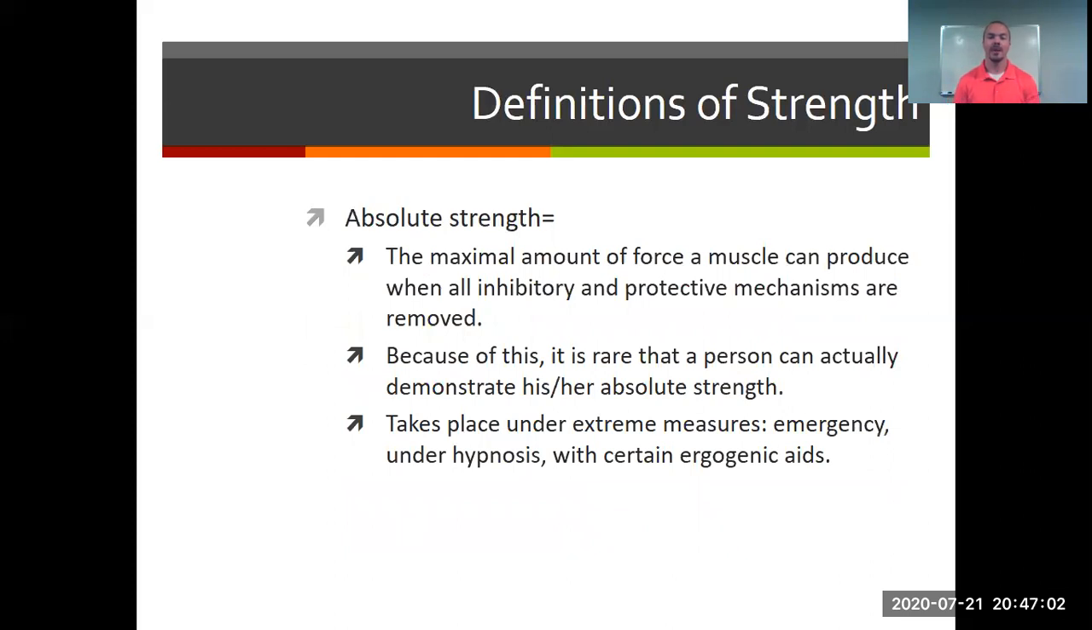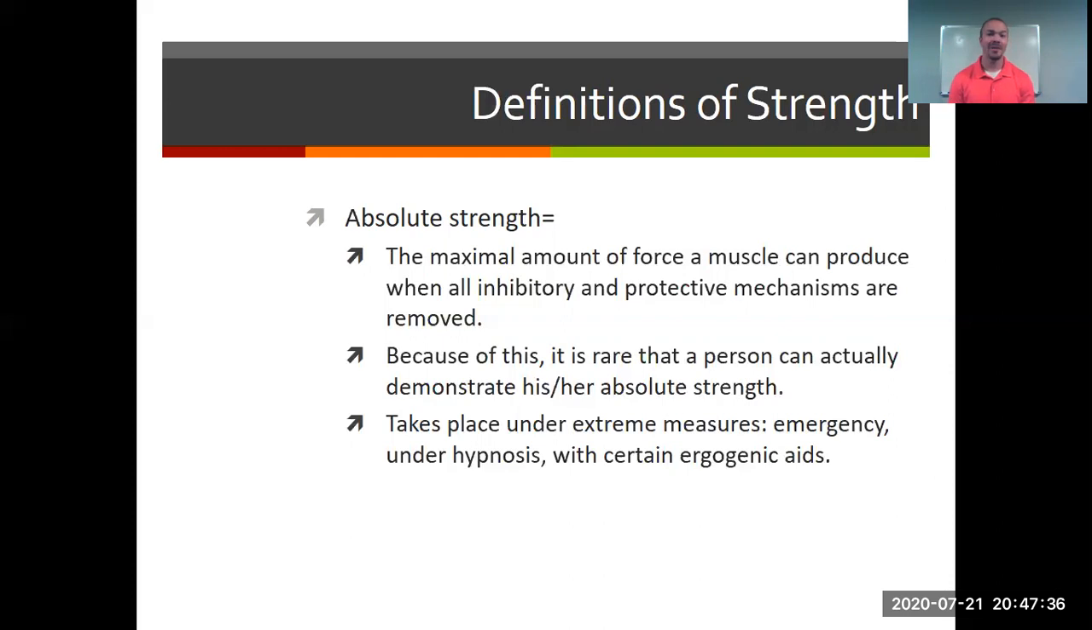Absolute strength, the maximum amount of force that a muscle can produce when all inhibitory and protective mechanisms are removed. So this is rarely seen. Because of this, it is rare that a person can actually demonstrate his or her absolute strength. It takes place under extreme measures, emergency, under hypnosis, with certain ergogenic aids, aka drugs. So absolute strength, this is something that we're not commonly going to measure in a weight room.